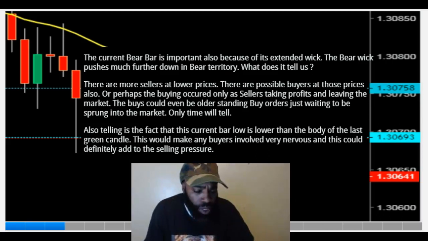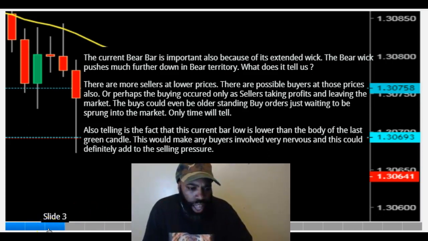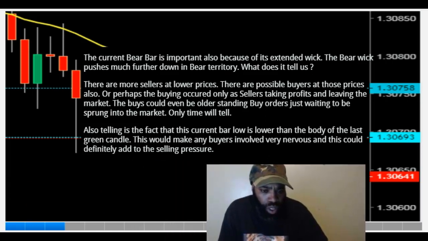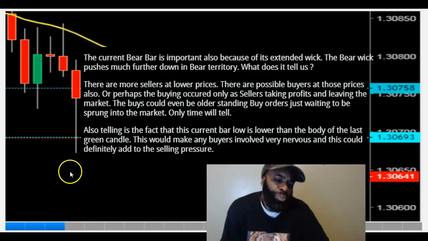Alright, so we're on slide 3. I think we talked about it a little yesterday. We'll go back over that a little bit as we go on to the next slide. So let's see. This current bar we're looking at right here is important because of the long wick. This extended wick we're looking at right here, right?